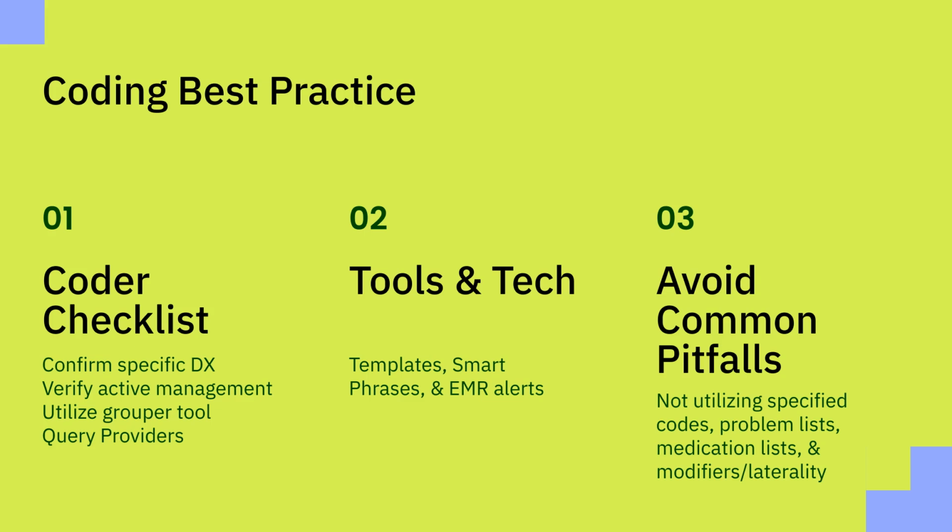Finally, remember modifiers and laterality. For musculoskeletal and surgical codes, laterality and specificity matter. Always code to the highest level based on the chart. Small workflow and documentation changes can improve accuracy and revenue.